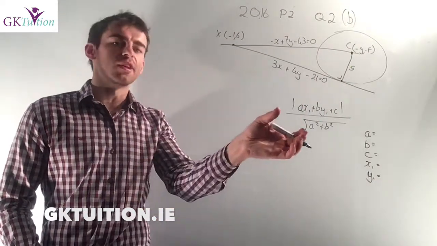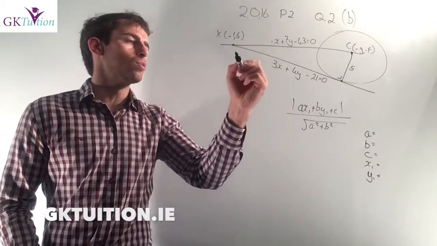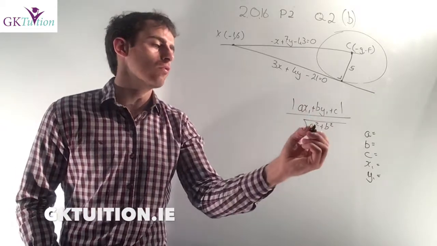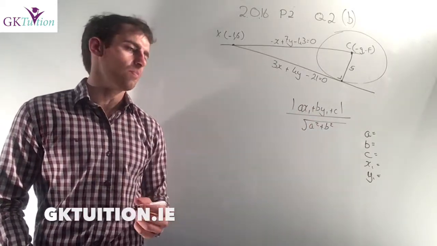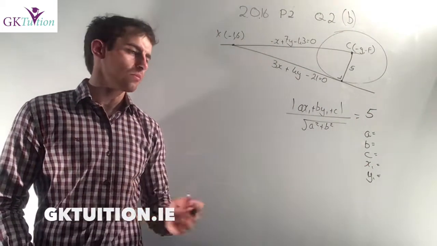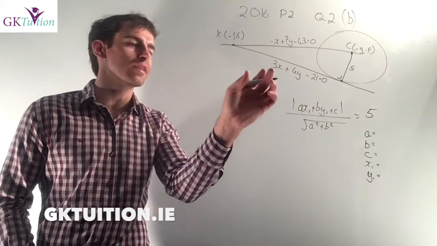So you'll notice here that I've written out my formula for the perpendicular distance. The perpendicular distance between a point and a line is ax1 plus by1 plus c over the square root of a squared plus b squared. And I know that my perpendicular distance in this case is 5. So in this context, a is the coefficient of x in my line.